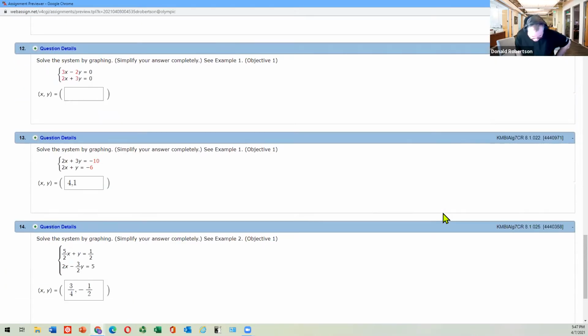I think we are finished. How to solve equations graphically.